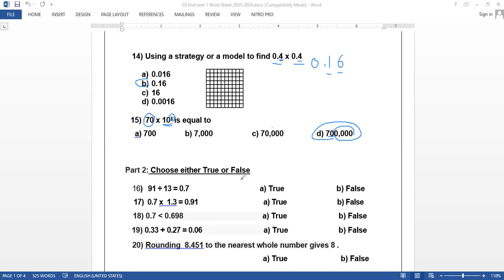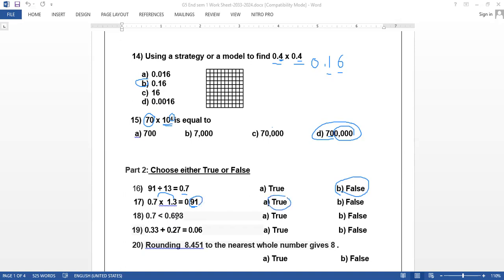Choose either true or false. 91 divided by 13 equals 0.7. False. Mentally, because 7 multiplied by 13 equals 91. 0.7 multiplied by 1.3 equals 0.91. 7 multiplied by 13 equals 91. But I need to put the point after two digits. Here we have one digit and here we have one digit, so they are two. So I put the point here after two digits. This one digit and this one digit. So it's true.